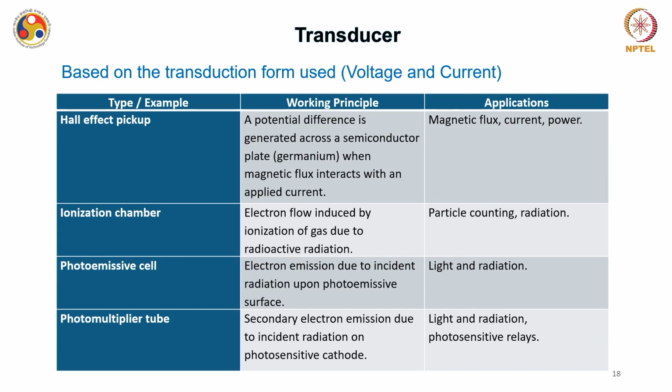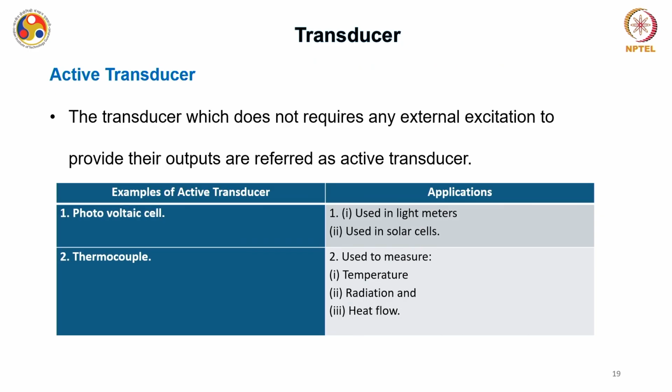Okay. Similarly, for the ionization chamber, the electron flow induced by the ionization of gas due to radioactive radiations is measured. And they can be used for particle counting and for monitoring the kind of radiation being emitted. Similarly, photoemissive cells are ones where electron emission due to incident radiation upon photoemissive surfaces is used to monitor light and radiations. Okay. So these are different examples of how the transduction technique can be tuned to use a transducer to measure a certain kind of physical parameter.